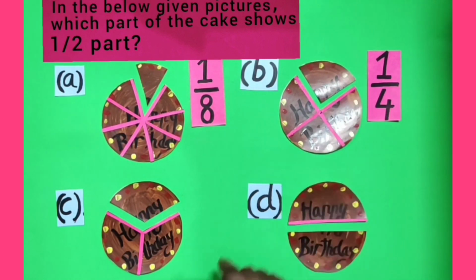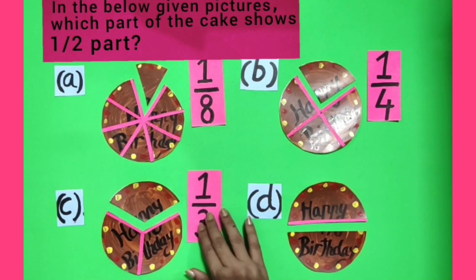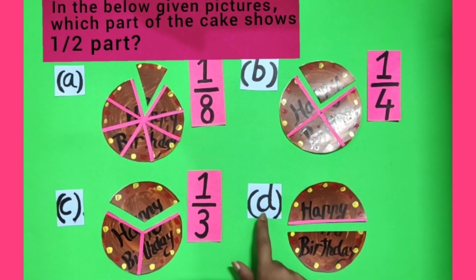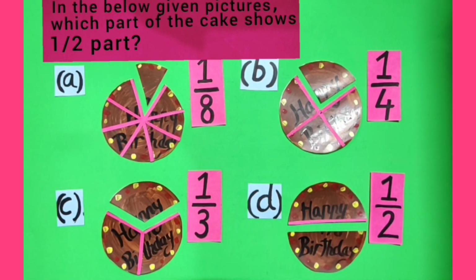Dear students, now in part C, there are 3 equal parts of the cake. Its one part represents 1 by 3 fraction. Now in part D, there are 2 equal parts of the cake. Out of these, one represents fraction 1 by 2.